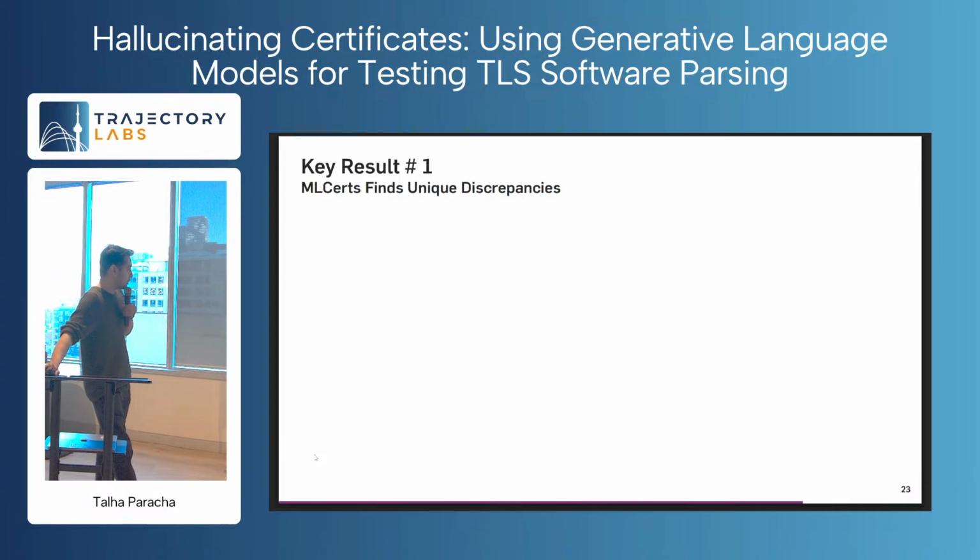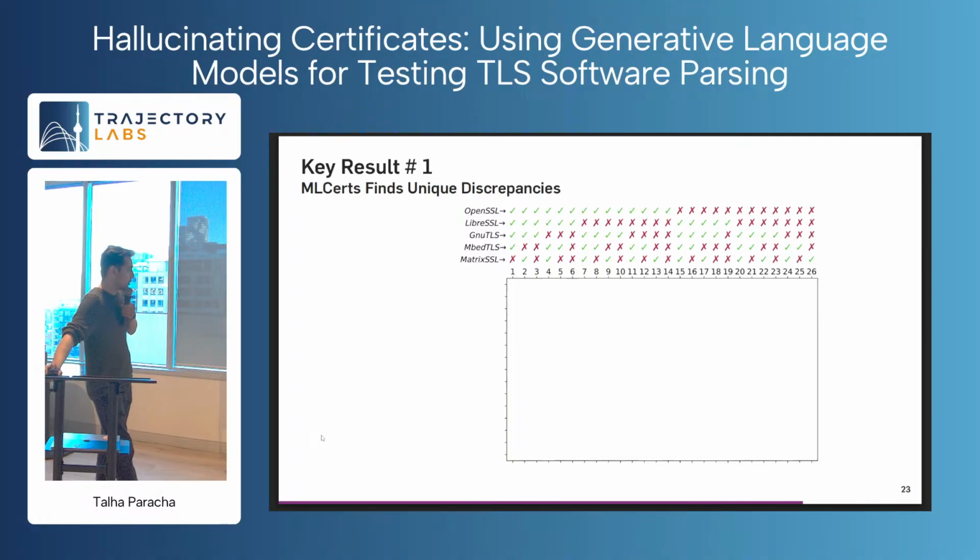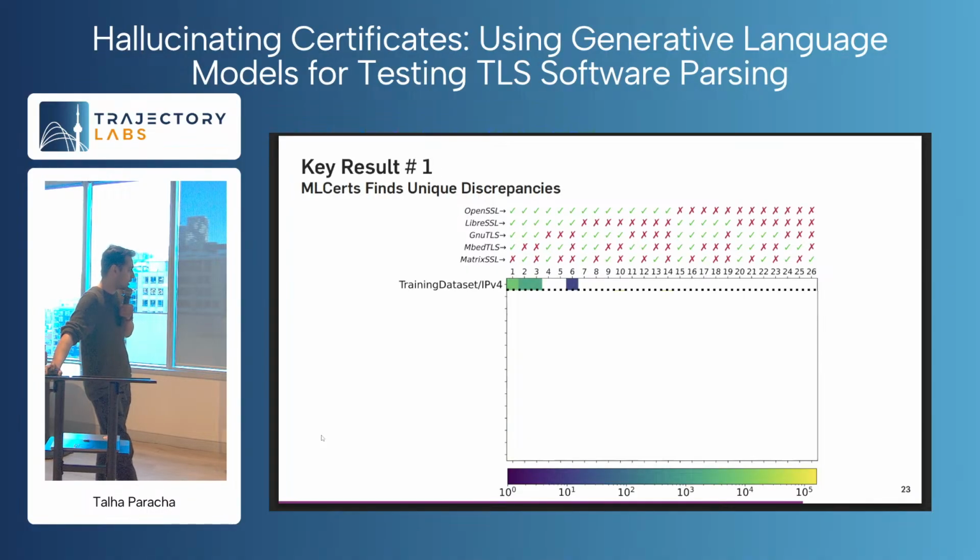So first, MLCerts finds more unique discrepancies than previous approaches. Here we visualize discrepancies on the x-axis, and again a reminder, a discrepancy is when one TLS library differs in the outcome. So here, for example, MatrixSSL says that it's rejected. Because we have 5 TLS libraries, we have 30 discrepancies in total, but on the x-axis here I have 26. First, we just demonstrate that the training data set triggers 4 unique discrepancies, and the heat map shows the number of certificates that trigger each type of discrepancy, with lighter colors indicating a lot more certificates.